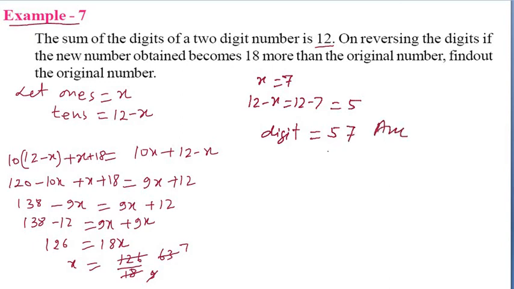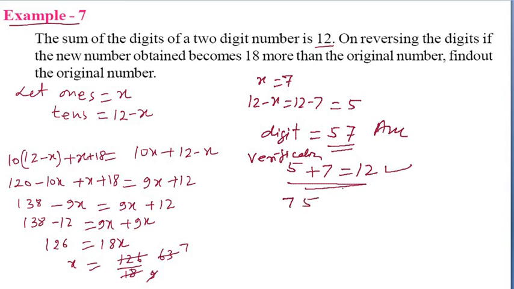So you can write very well. And now the sum of the two digits of the number, so you can say on 57, so 5 plus 7, it is a verification. 5 plus 7, that is 12, and it is correct. And now the reversing of the number, that is the reversed number 75, and 57 is the original number.